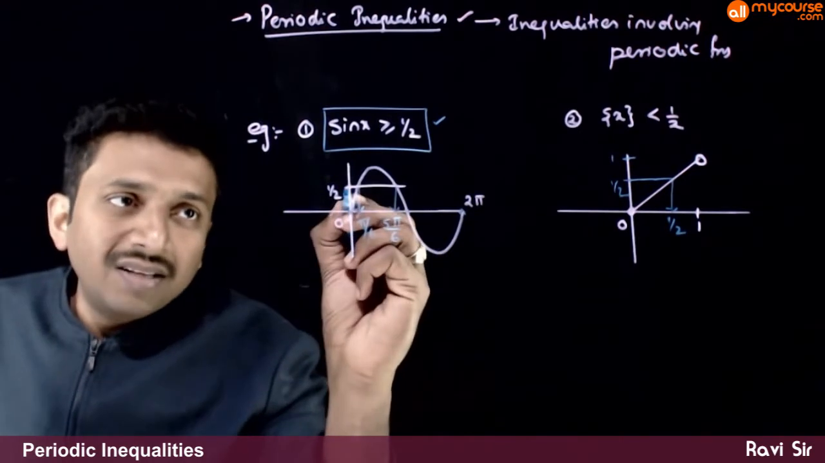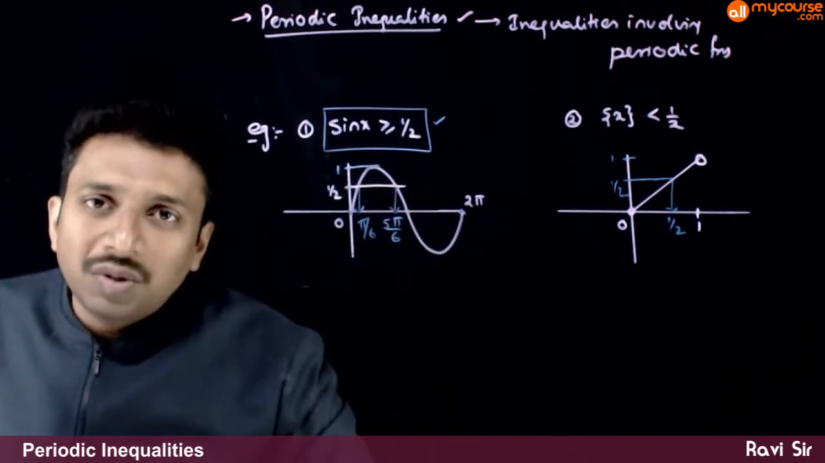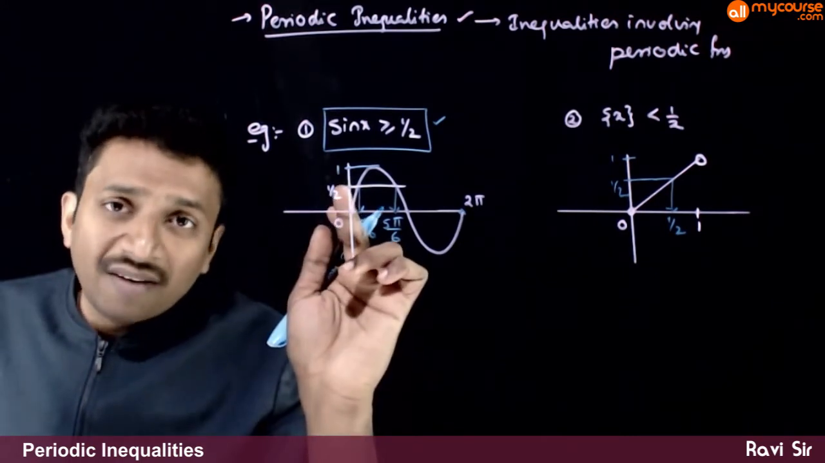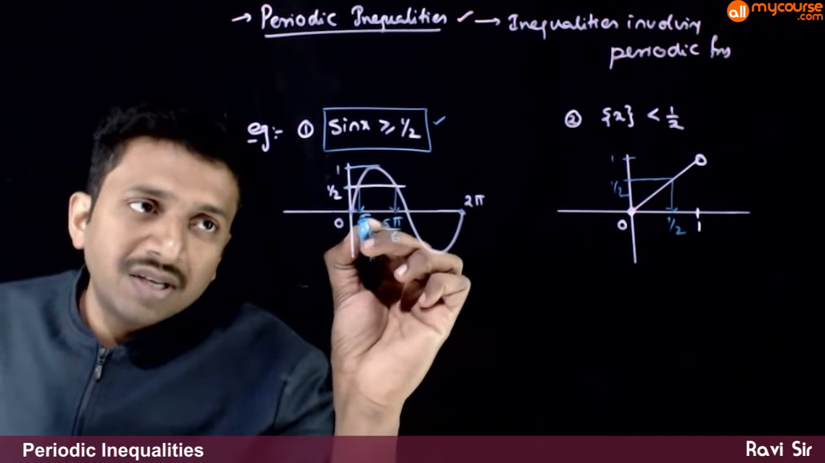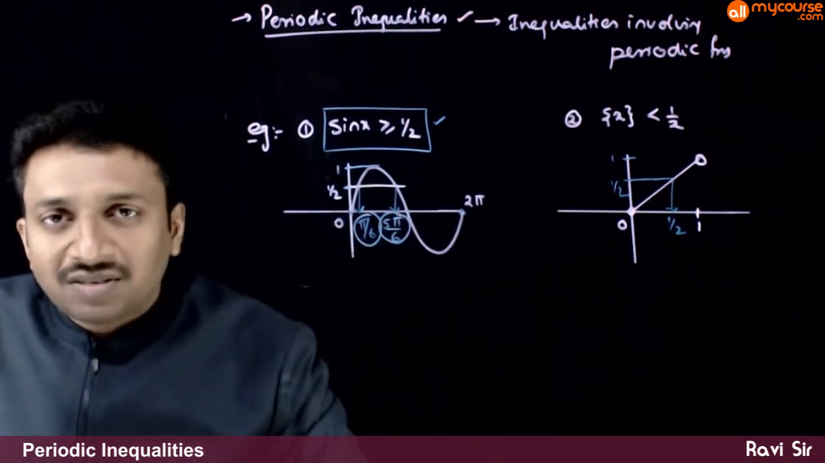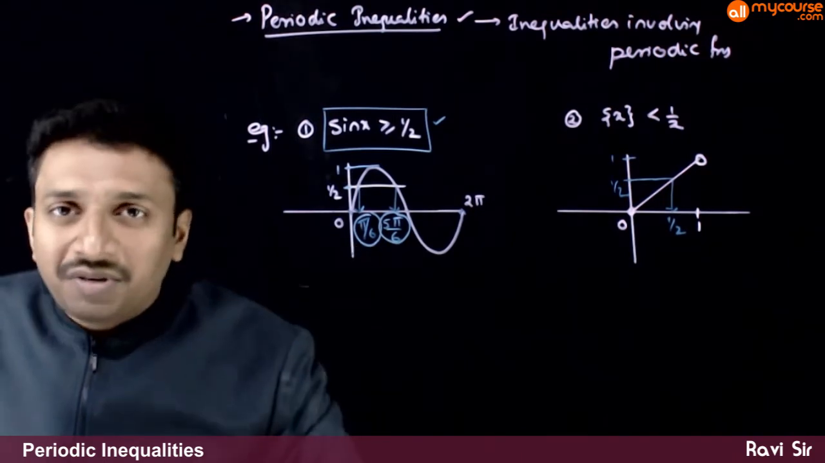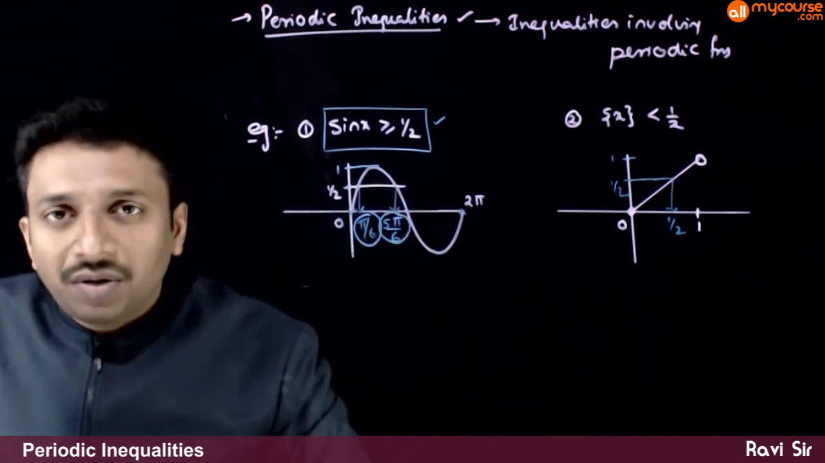We know that sin x goes from minus 1 to 1. So this is 1. Sin x will be exactly equal to half at two numbers: x is equal to pi by 6 and x is equal to 5 pi by 6. We know this from trigonometry. Sin 30 degrees is half. Sin 150 degrees is also equal to half.